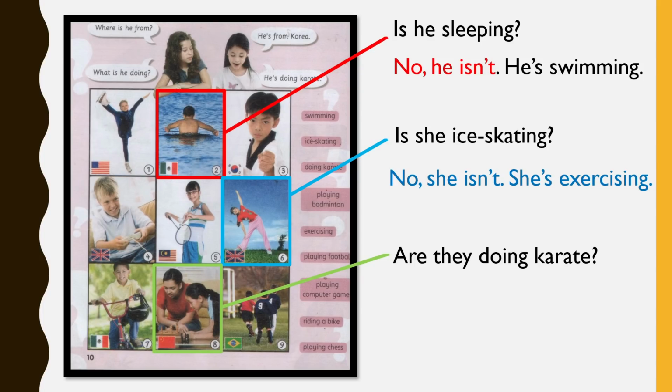Next, are they doing karate? If we look at the picture, obviously they are not doing karate. What is the correct answer? The correct answer is playing chess. So before we tell the correct answer, we have to deny the statement first. When we want to deny, how should we deny? No, they aren't. And then we clarify. They are playing chess. Deny and give the correct answer.